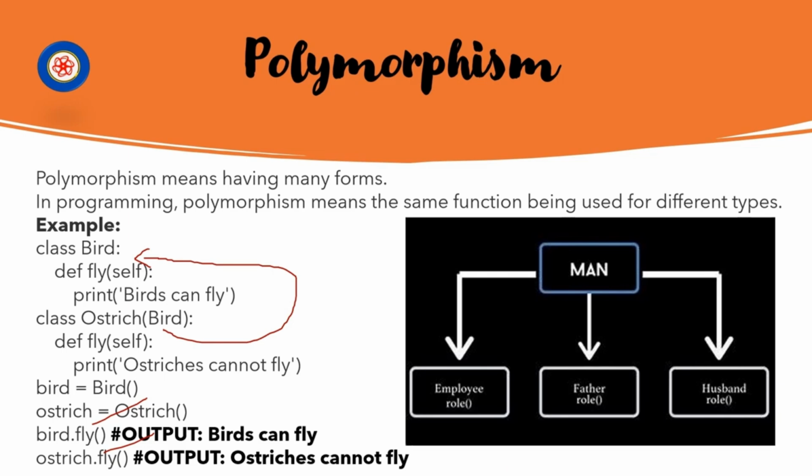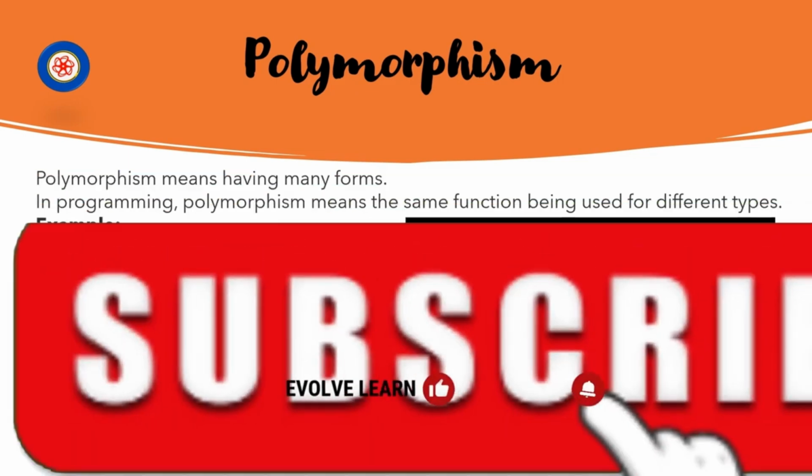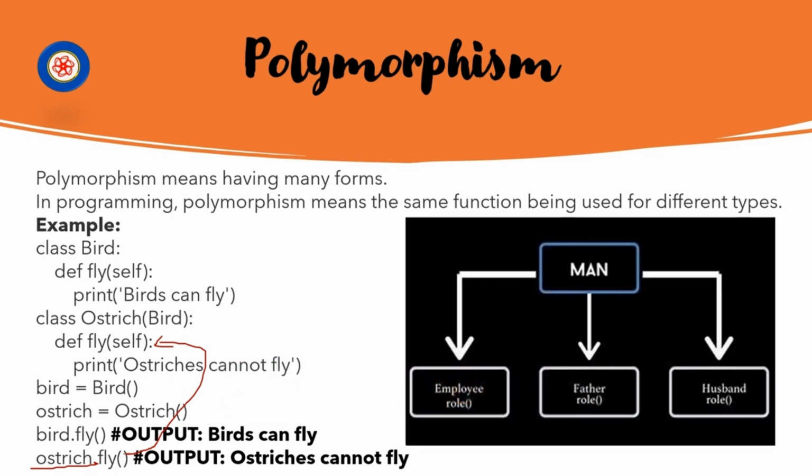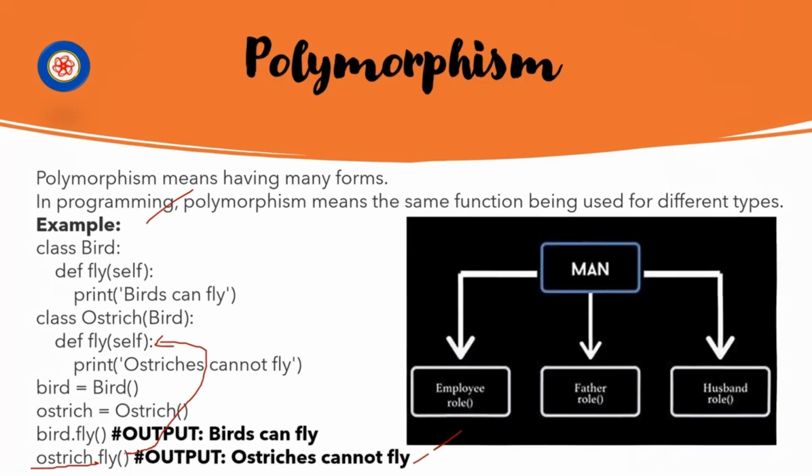When this bird.fly is called, the fly method in the bird class is executed, printing birds can fly. When this ostrich.fly is called, the fly method in the ostrich class is executed, printing ostriches cannot fly. With this example, I explained how polymorphism allows a method to be called on different objects with each object responding in its own unique way. I hope this clarifies how polymorphism works. Next, abstraction.